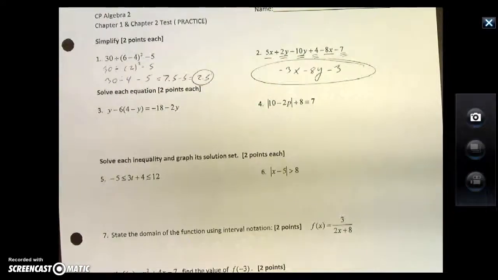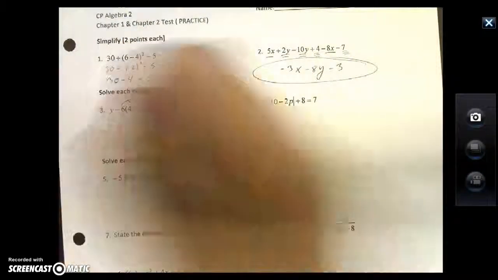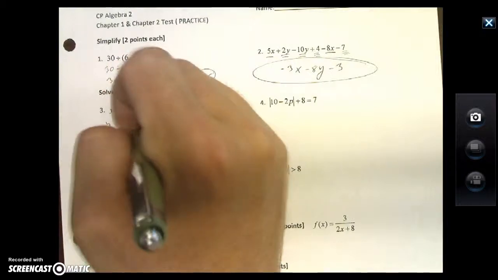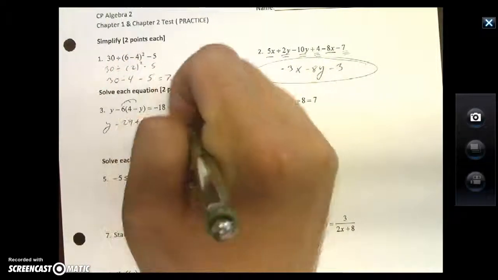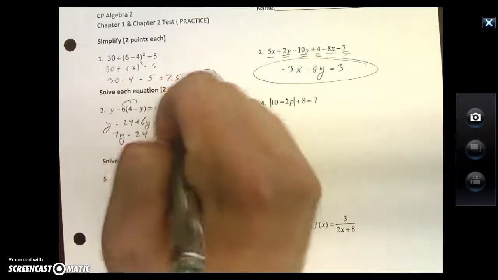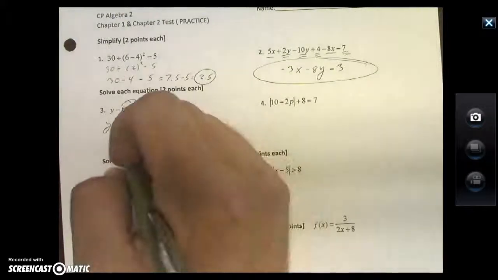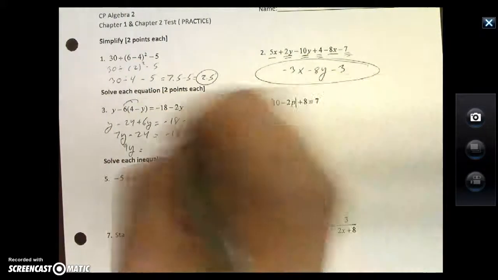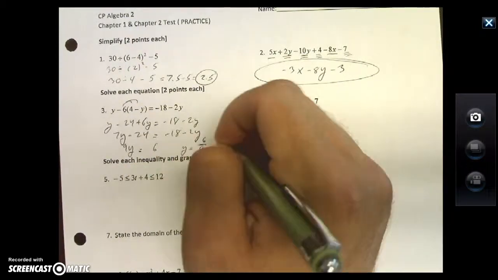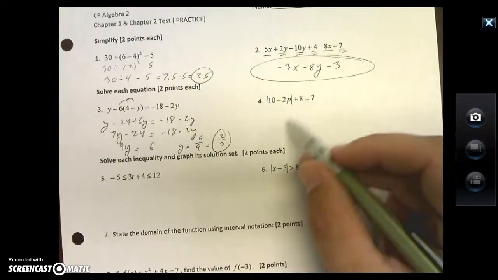Number 3, solve each equation, 2 points each. So we're solving for y, obviously. This might be the same problem as the previous practice test. y minus 24 plus 6y equals negative 18 minus 2y. Combine like terms. Get all the y's on one side by adding 2y over. Add 24 over. Divide. y equals 6/9. We can reduce that down to 2/3.